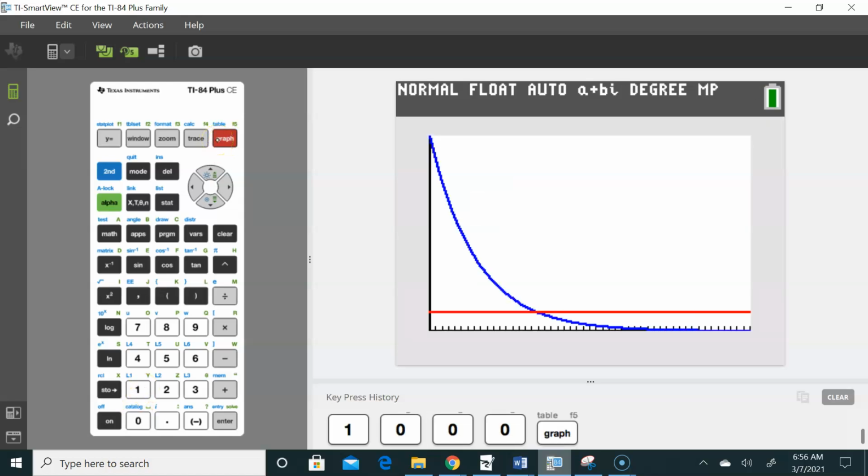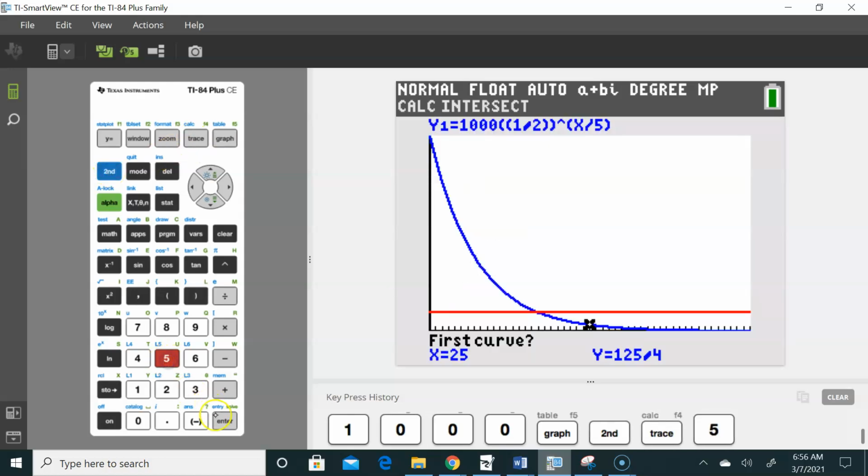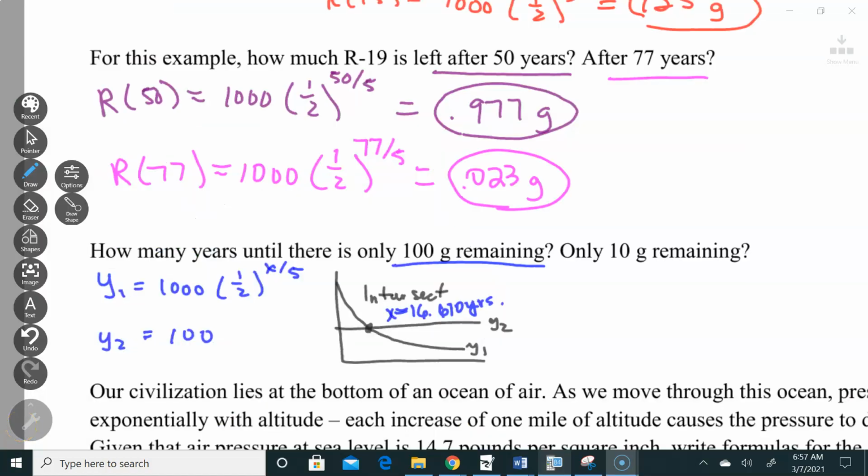I hit graph, and I can see the exponential decrease is the blue, and the horizontal line is the red. Again, we do second trace, number 5, first curve, second curve, my guess, it doesn't matter. And I get an intersection of about 16.6 years. And there we have it. I have my intersection of 16.610 years.